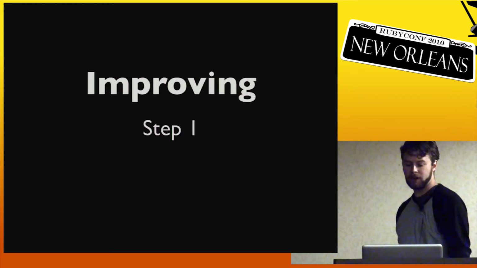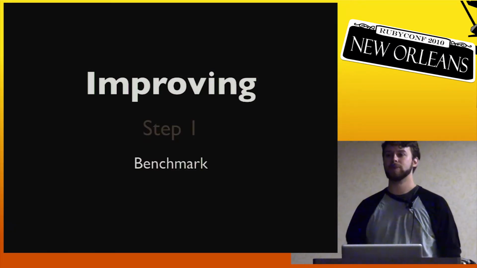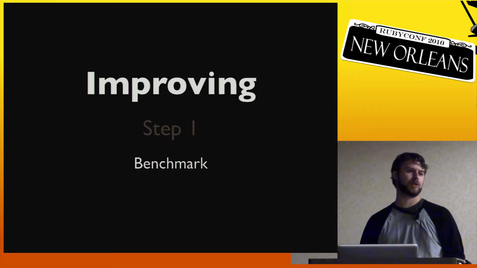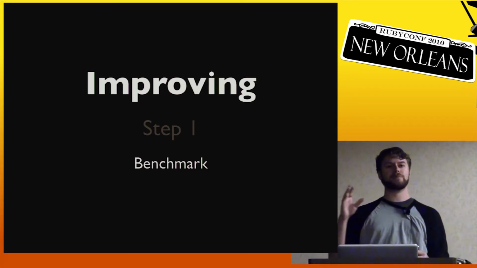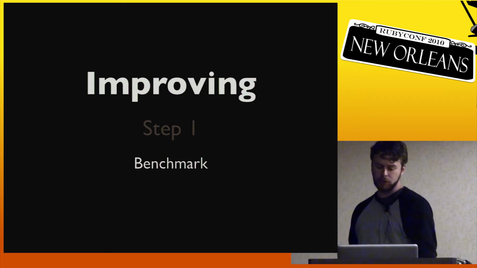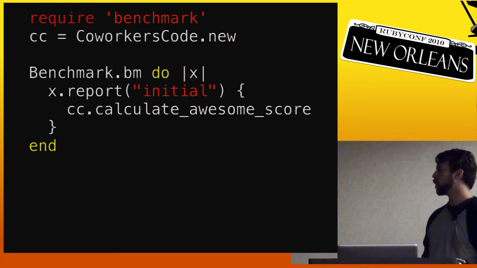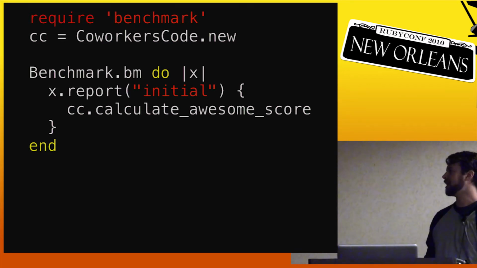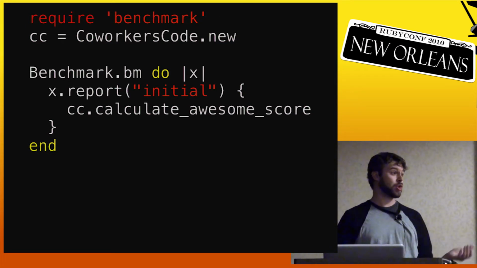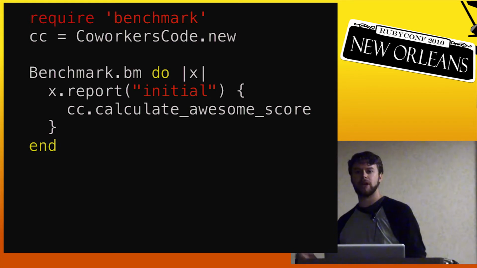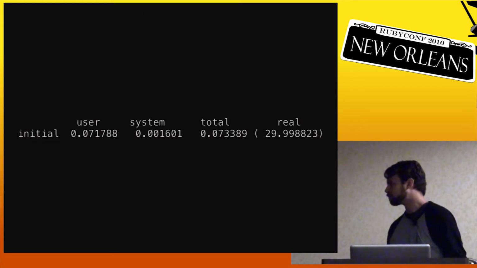So the first step of trying to improve an algorithm is always to benchmark. You should never start off trying to improve something performance-wise without benchmarking it first. So you write a real simple benchmark script that looks something like this. You've got your coworker's code, and you know that you need to make calculate_awesome_score faster, right? But you don't know what faster is yet because you don't know what the speed is right now. So you go ahead and write this to calculate that out, and you get some output that looks like this.